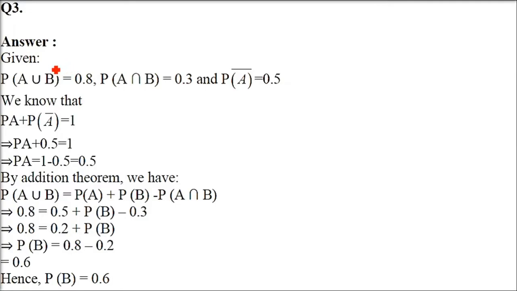Question number 3. If A and B are two events associated with a random experiment such that P(A union B) is equal to 0.8, P(A intersection B) equals 0.3, and P(A complement) is given as 0.5, find P(B). Since in the formula we have P(A), we need to find P(A), because P(A complement) is given.